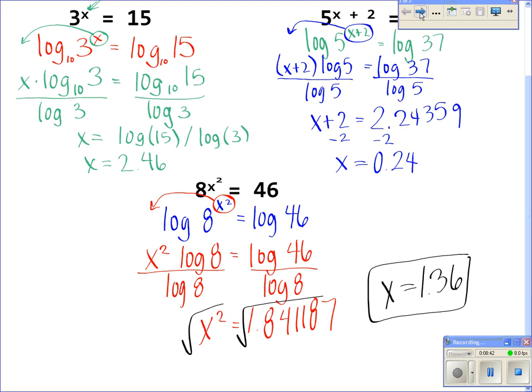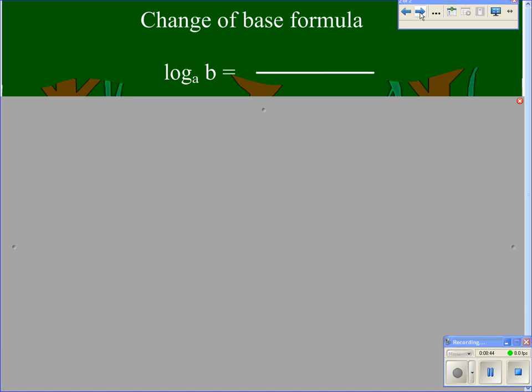All right, last thing we need to look at is what's called the change of base formula. Anytime you have a log and they give you a base number, which is obviously other than 10, because they're going to put a different number in there, you can find the answer simply by taking log of b over log of a. Let me write that in blue.